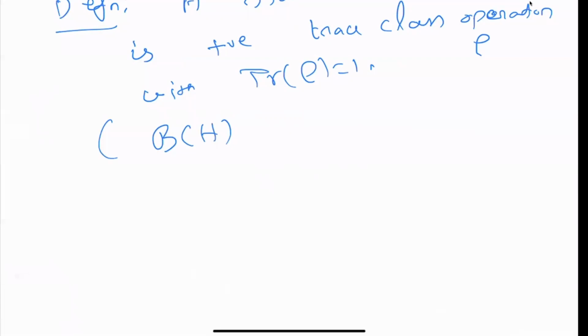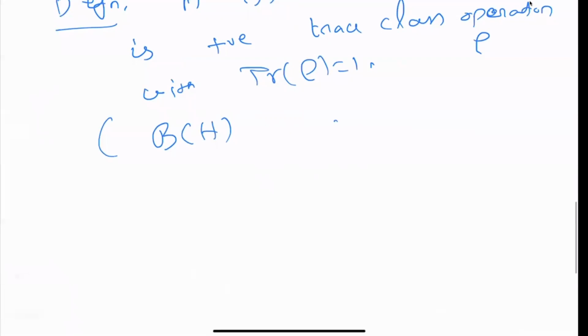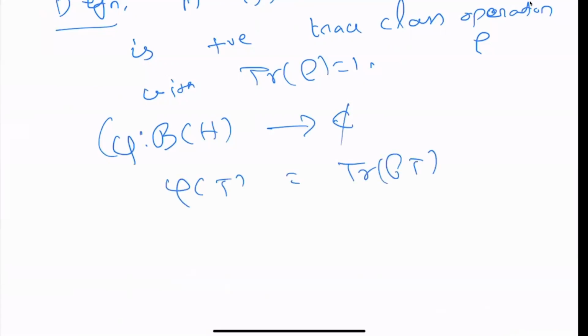So any linear functional which is sigma weak continuous, that is, continuous with respect to the weak star topology, is actually given by a trace class operator. That is why we are using trace class operators. Any linear functional on B of H which is continuous in the right topology, the weak star topology, is given by this: if you have a phi from B of H to C, then phi of T is actually given by trace of rho T for some rho. So that is why we are using that definition itself.